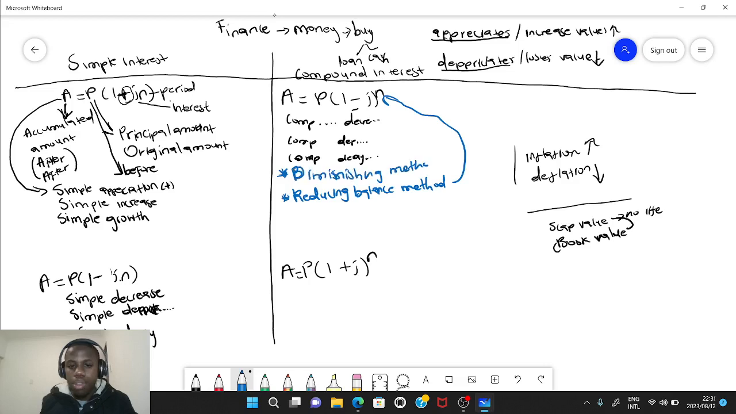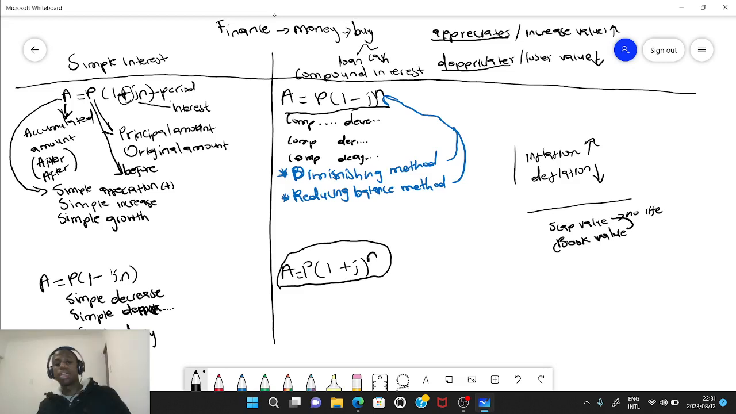So the moment you see the reducing balance method, just simply know it's a compound decrease. The diminishing method as well as the reducing balance method refer to the compound decrease, meaning you have to use this formula. I'm not going to do the positive sign for this equation, because it will start with compound, and the positive sign will remain to have appreciation, the increase, the growth, and others.